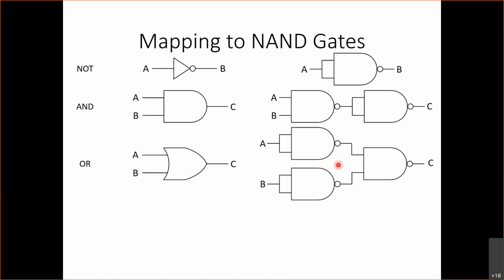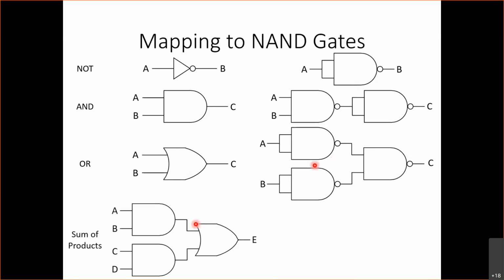And then finally, and most importantly, product of sums. So here, product of sums, right? A product of sums can be implemented using just NAND gates. And let me show you why.